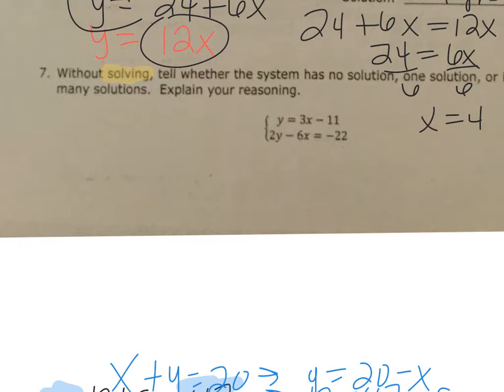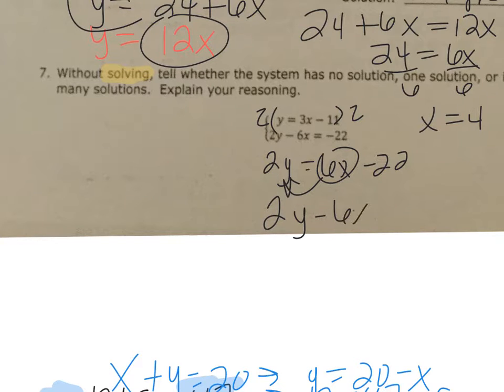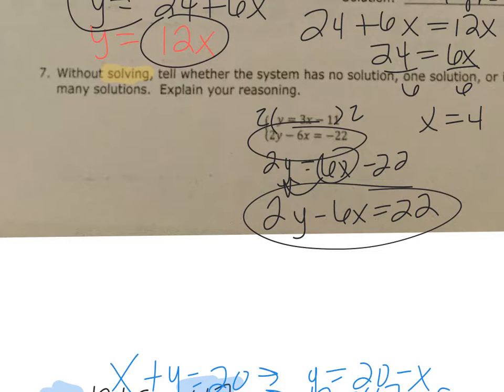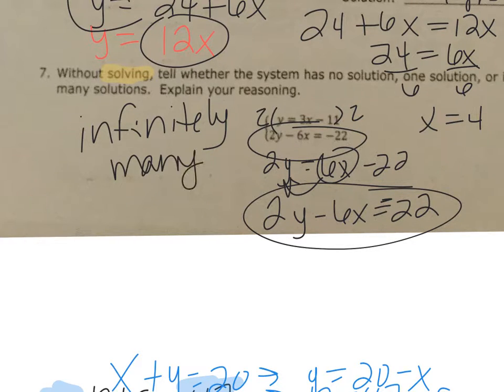I mean, that's what I did, but I do remember some people telling me this is just scaled up. So if I multiply everything by 2, I get 2y equals 6x minus 22. And when I bring the 6x over there, I get 2y minus 6x equals 22. So I didn't solve it, I just rearranged it. And look, it is exactly, I'm sorry, negative 22. It's exactly the same equation. So it has infinitely many solutions because it's the same line.